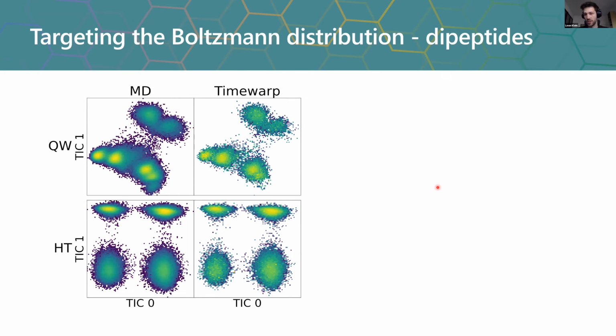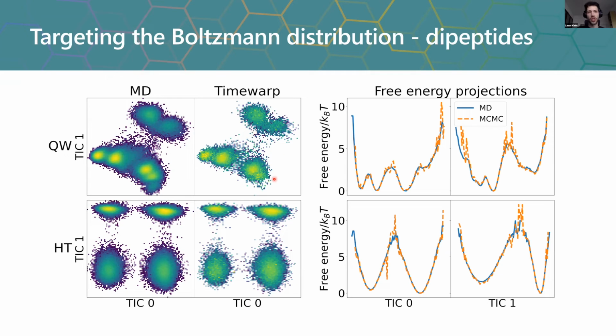And then if we now sample with the Timewarp model in combination with the Metropolis-Hastings steps, we again have on the left the long MD trajectory, and on the right-hand side the Tika projection of the trajectory of the Markov chain generated with the Timewarp model. And you can see here for these dipeptides, we find all metastable states. Also, if we look at the projection on the first two Tika components, which is the free energy, you can see that these match nearly exactly, only maybe for the transition state they're a little different because there are so few samples.